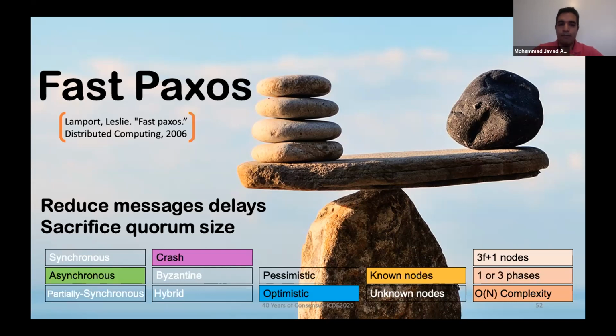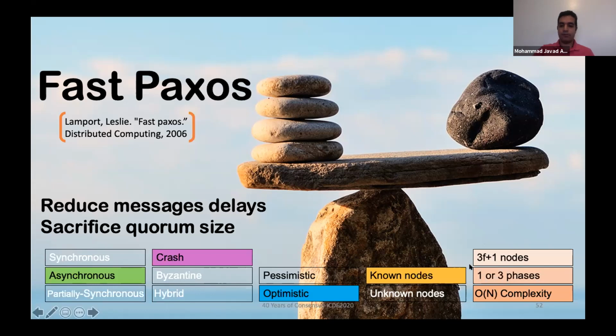However, what if we want to have a faster version? Fast Paxos does this. It says we can reduce message delay. We can reduce one more phase of communication by sacrificing the quorum size. So there is a trade-off between quorum size and the message delay. As you can see here, it increases the number of nodes from 2f+1 to 3f+1. However, it reduces one phase of communication. So it's still asynchronous, it's still crash fault tolerant, and it still knows the number of nodes.